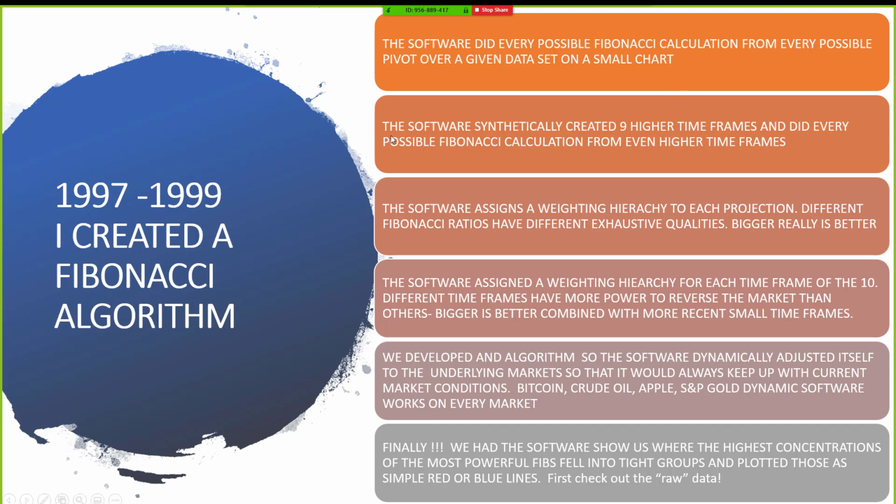Then what the software does is it creates higher time frames. So let's just say, for example, you have a 1-minute chart. Well, the software would synthetically build a 3-minute, a 5-minute, an 8-minute, and on. And we use the Fibonacci sequence for all of our time frames. So we use 5, we use 8, we use 21, we use 34.